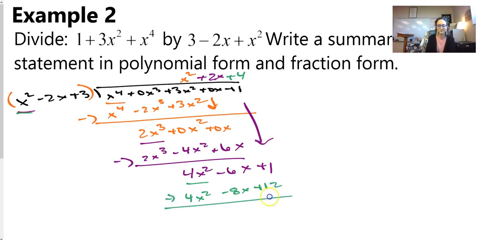Subtract. And the first terms go away. What's your next term? That's going to be positive 2x, right? What about your next term? Minus 11. Can you apply the algorithm again?